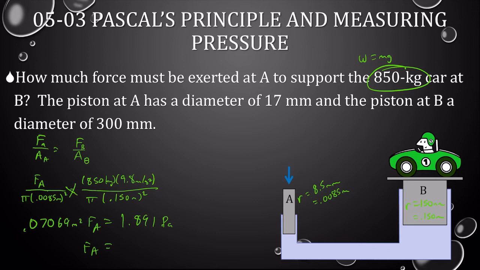So if we divide, we get 26.7 newtons. Don't think that was a Pascal. Anyway, when we divide, we get 26.7 newtons. So notice it takes a very small force. 26 newtons isn't very much to lift the heavy car. That's why we have hydraulics, and that's the power of Pascal's principle.